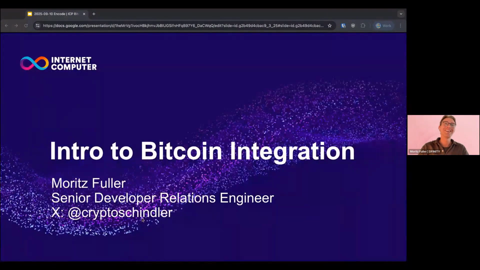Yeah, so today I'm going to talk about the Bitcoin integration. Basically the flagship feature that you are going to use if you end up building BTC applications on the Internet Computer.